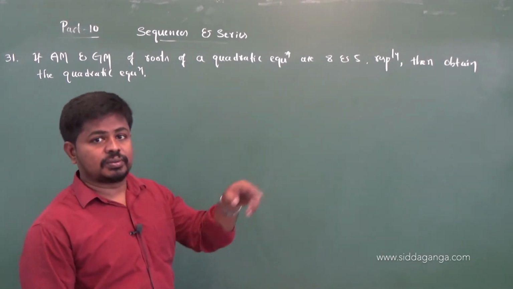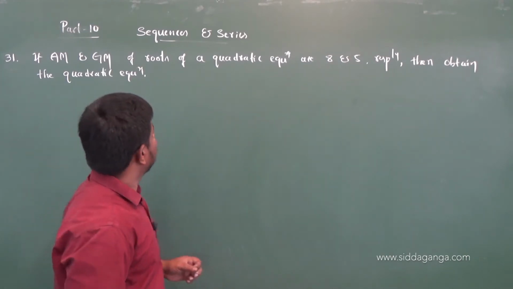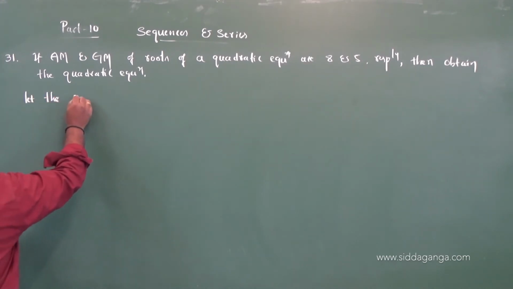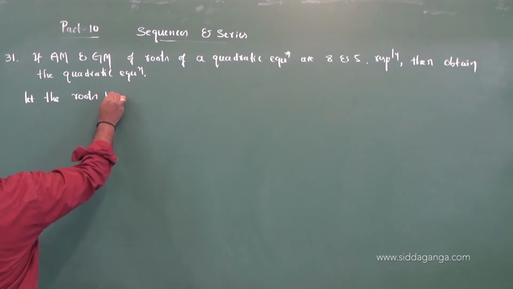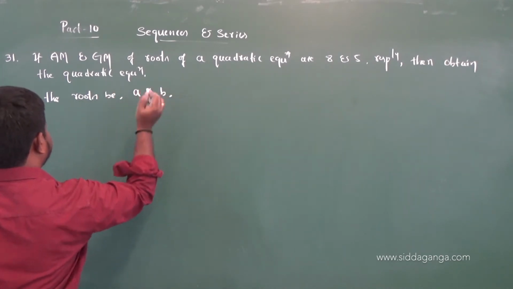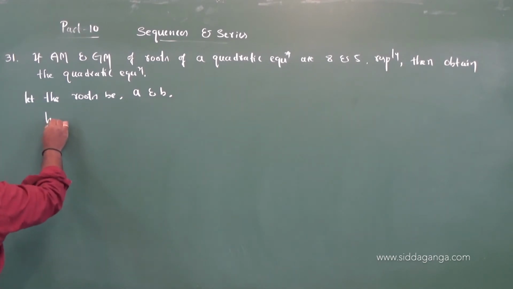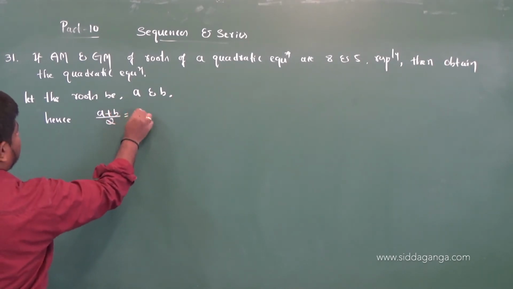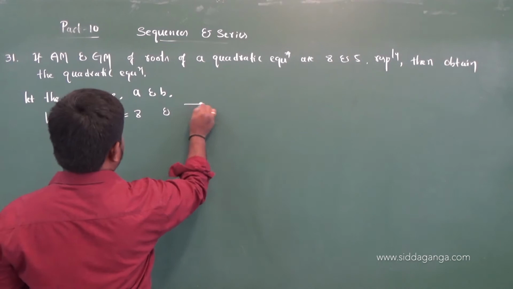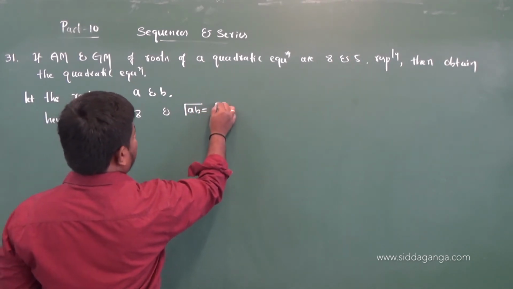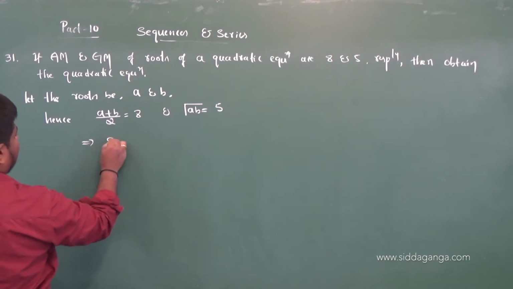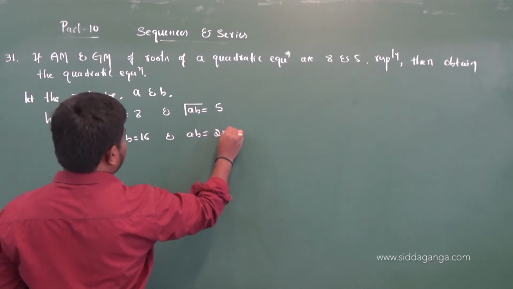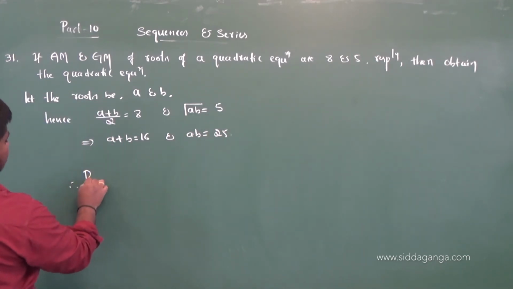So, let me find the numbers A and B, okay? Let the roots be A and B. They have given AM, so a plus b by 2, AM of those two numbers, is 8, and GM of those two numbers, that is root of ab, is equal to 5. So this gives a plus b is equal to 16, and this gives ab is equal to 25, squaring on both sides, right?